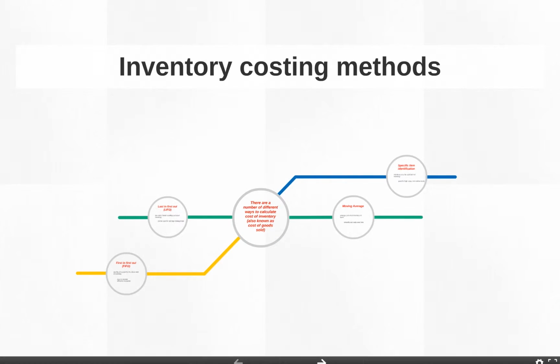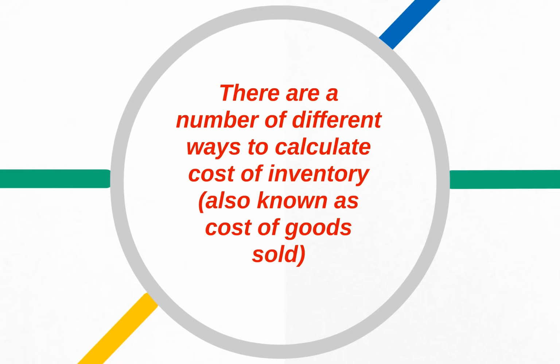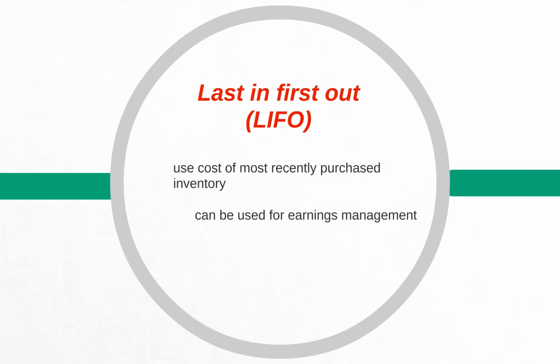There are a number of different ways to record the price of inventory sold, which is also referred to as the cost of goods sold. There's the last in, first out method. This means that we use the cost of the most recently purchased inventory in calculating cost of goods sold.